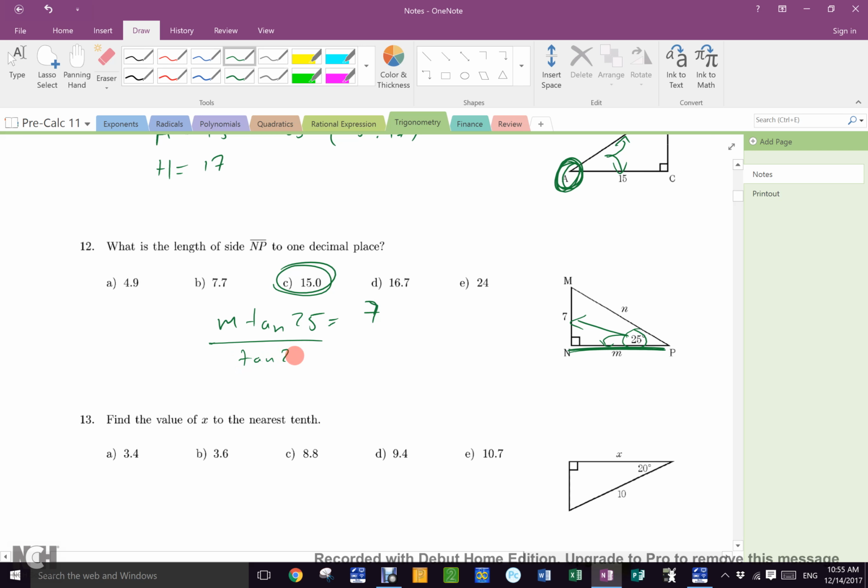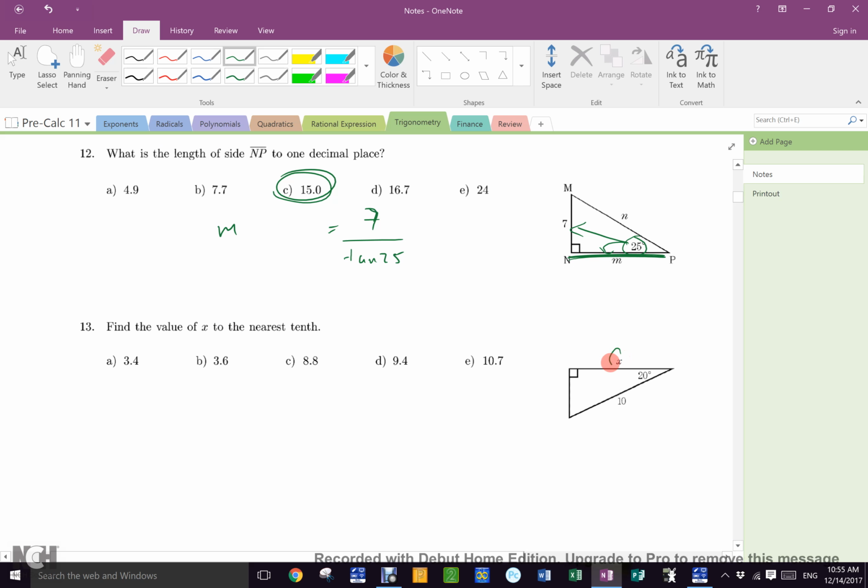Divide by tan 25. If I do something to that side, what do I got to do to that side? Tan 25. So now that cancels out, and I have m equals 7 divided by tan 25. The shortcut is, when the letter's on the bottom, you divide. Which means when the letter's on the top, what do? Multiply.